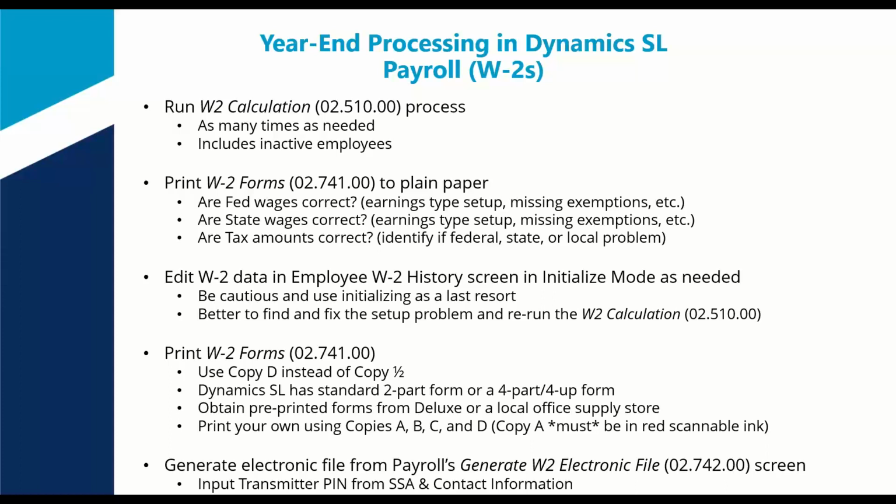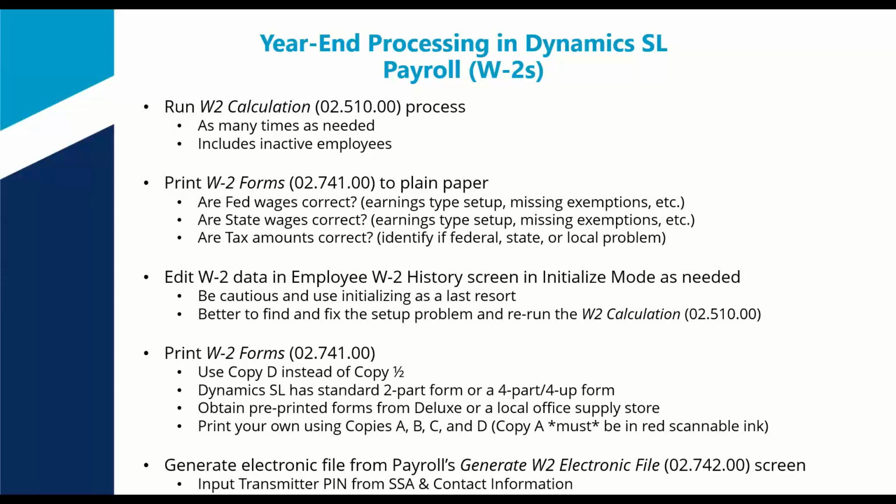If you see any issues, you're going to want to think about, okay, is it a federal, a state, or a tax issue? And typically you're going to see your problems crop up with the way your earnings types are set up. Sometimes your deductions, are things exempted and shouldn't be, or are not exempted and should be. And then if it's a tax amount problem, try to break it down into federal, state, or local.